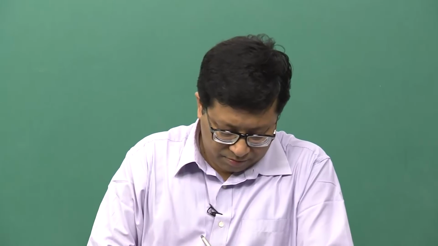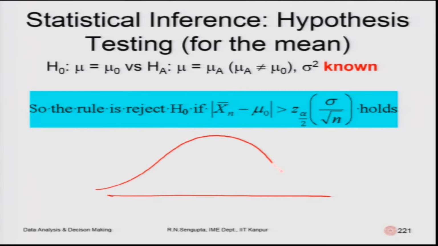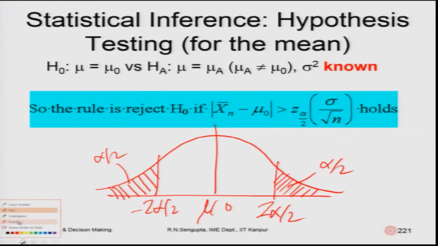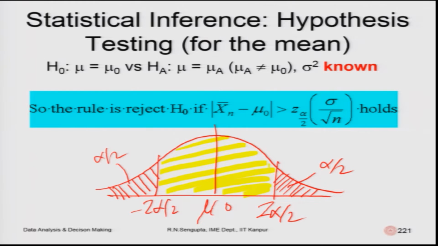Now, let me draw the diagram. This is mu naught, this is minus z alpha by 2. Remember this is by 2, I am harping on this time and again, and I will come to that again. This is z alpha by 2. So, this area is alpha by 2, alpha by 2, and this area is now 1 minus alpha.